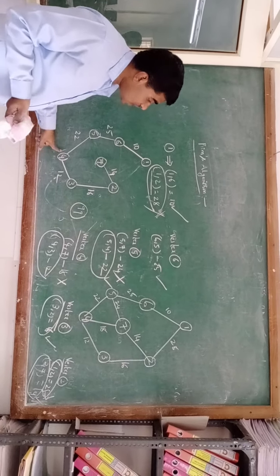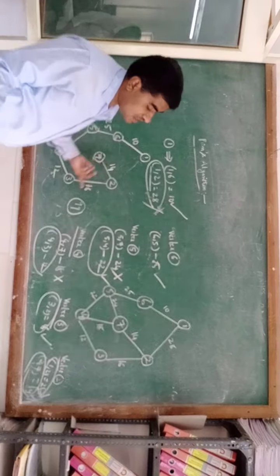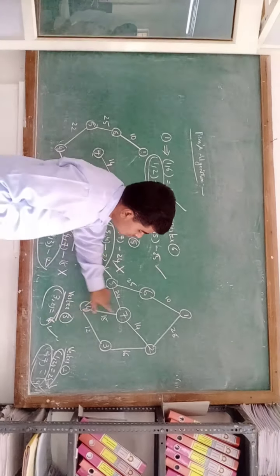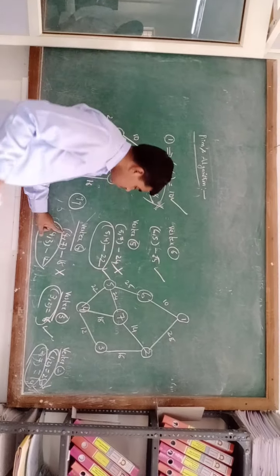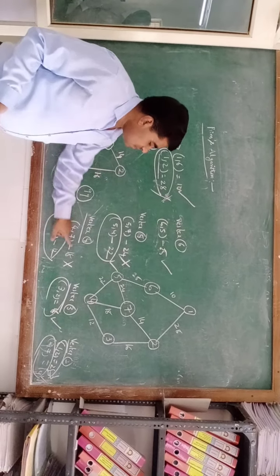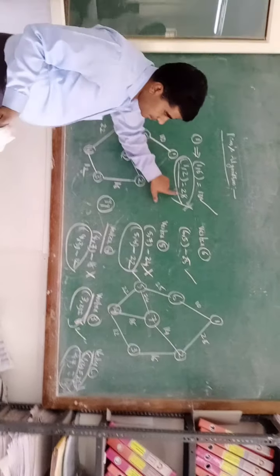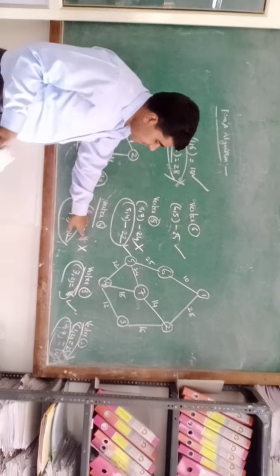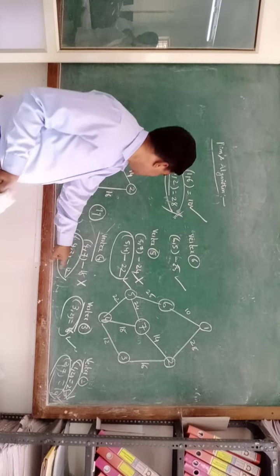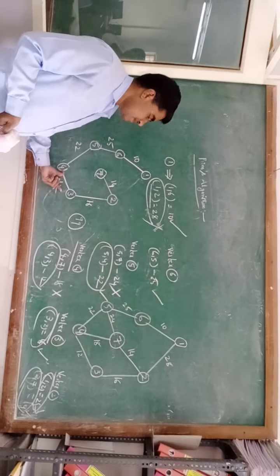Now vertex 4 is also included. For vertex 4, what are the corresponding edges? 4 to 7 is there, 4 to 3 is there. 4 to 7 value is 18, 4 to 3 value is 12. Now what are remaining? 28, 24, 18 and 12. Which one is minimum? 12. 12 is minimum and it is not forming any cycle. So this one is added.